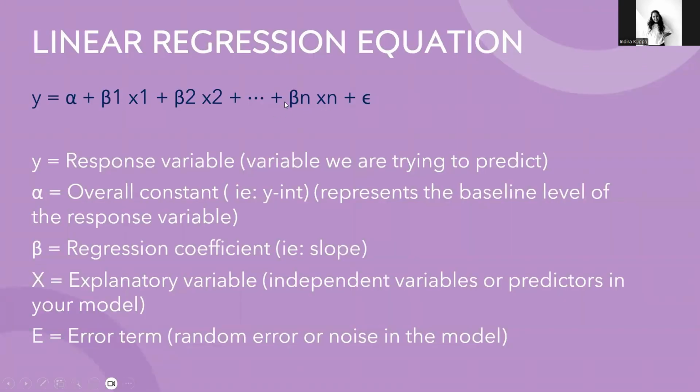Coming to the basic linear regression equation, Y is the response variable, the variable that we are trying to predict. Alpha is the overall constant or the y-intercept. It represents the baseline level of the response variable. Beta is the regression coefficient, also the slope. X is the explanatory variable, the independent variable or the predictors in the model. And the equation ends with an error term, E, which is also a random error or noise in the model. It is also the unexplained variance in the model.